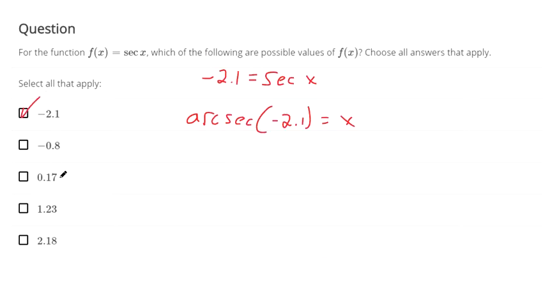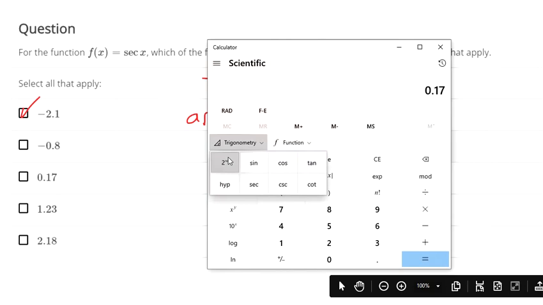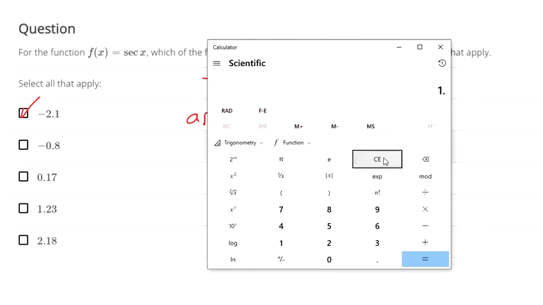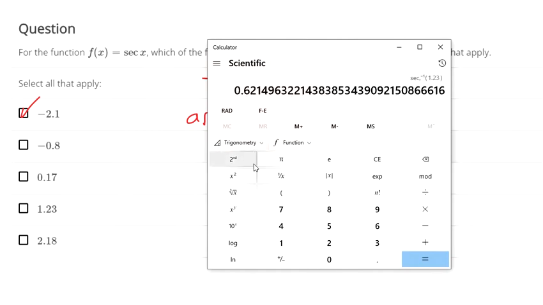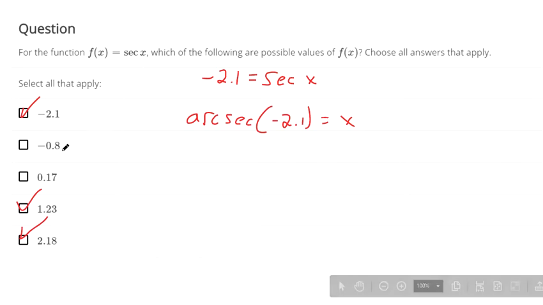So we can check this one off. 0.17. Let's see if that is possible. That one's invalid, so we're going to exclude that value. 1.23. Hit trig, arc secant. That's possible. And then 2.18. Trig, arc secant. That one's also possible. The other way of doing this is you could look at the graph of secant of x and see when you can reach these y values. And you see it will never reach y equals negative 0.8. Never reach y equals 0.17.